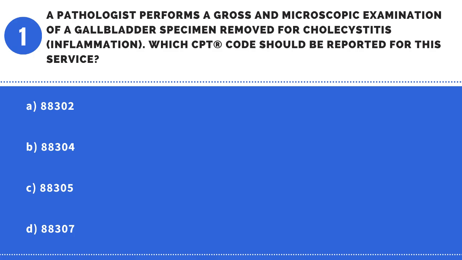Question 1. A pathologist performs a gross and microscopic examination of a gallbladder specimen removed for cholecystitis, inflammation. Which CPT code should be reported for this service? A. 88302. B. 88304. C. 88305. D. 88307.